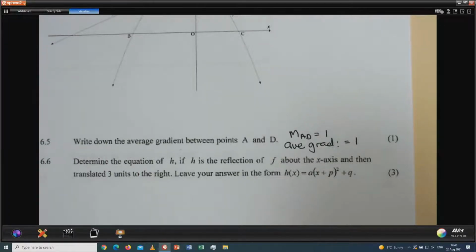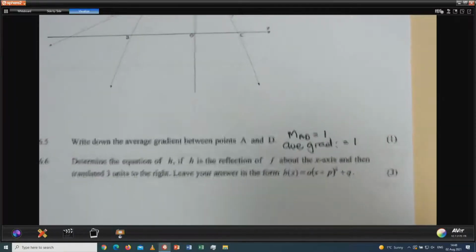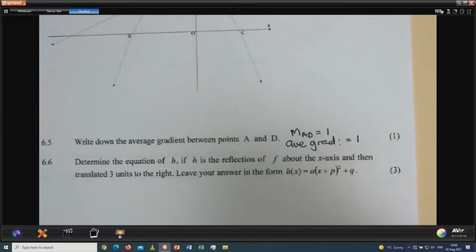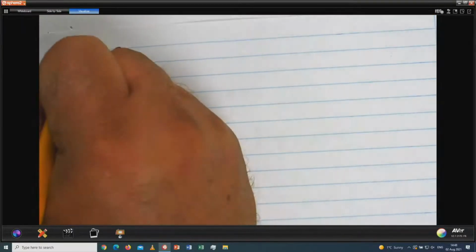The last question in this case, they said, determine the equation of H if H is a reflection of F about the x-axis, and then it is translated 3 units to the right. And we're going to leave your answer in that form. So, let's quickly have a look. We got f(x) in this case, and we are busy with the last question, which is 6.6.